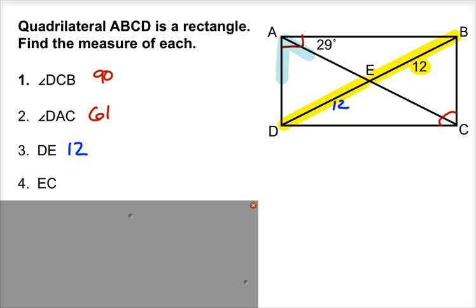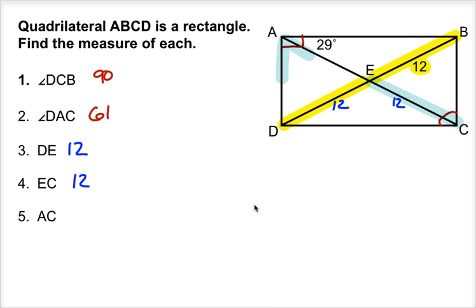Number 4, EC. Well, if I look at EC, I know that the diagonals of a rectangle are congruent to one another, so half of one diagonal should be congruent to half of another, so EC should also be 12. And finally, number 5, AC, the entire diagonal, would be 2 of the halves put together, so 12 and 12 is going to give me 24.